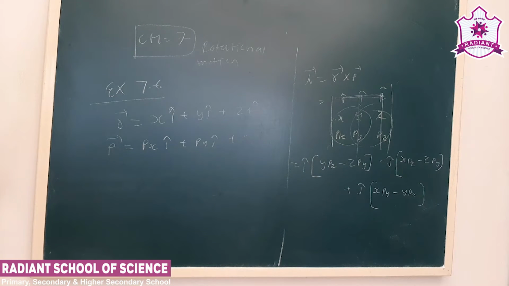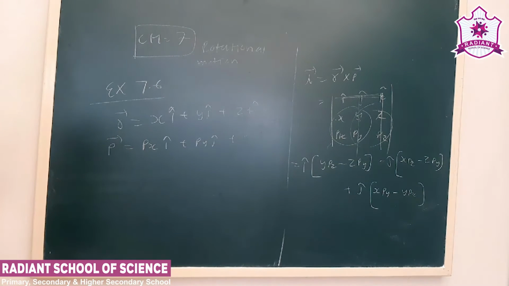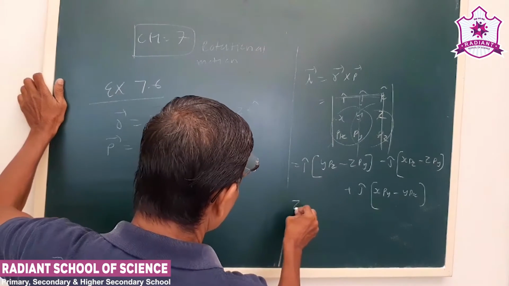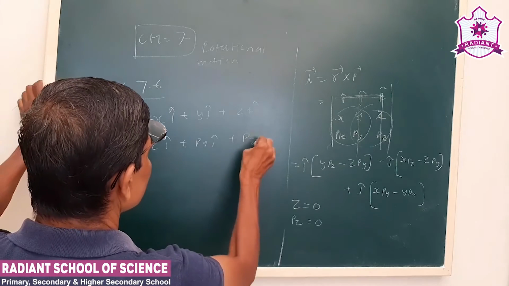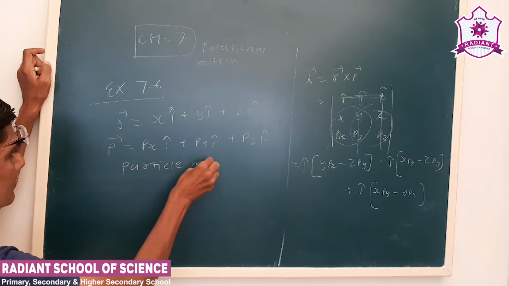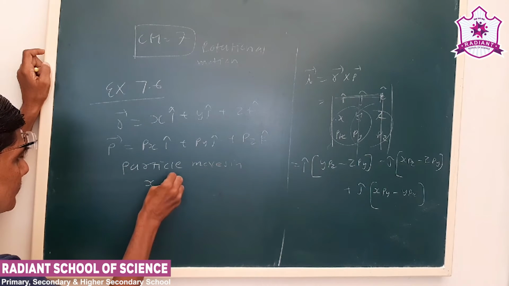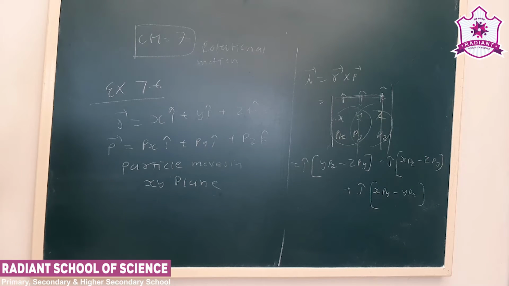Now, this is about the angular momentum of the particle. If the particle moves in the xy plane, in that case z is 0 and pz is 0. Why? Because the particle moves in the xy plane, so z we have to take 0, and pz we have to take 0.